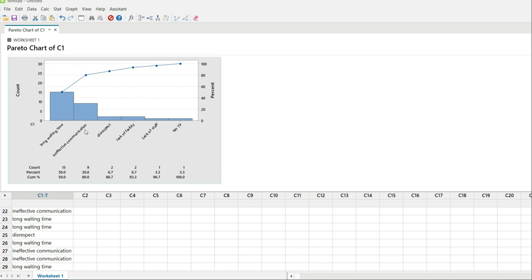As I mentioned, with the help of the Pareto chart, we are able to know the significant factor, the most frequent problem. From this analysis, what we found is that there are many reasons for patient dissatisfaction, but only long waiting time and ineffective communication are the leading factors for most of the patients. So, this is the conclusion from the Pareto chart. Thank you.